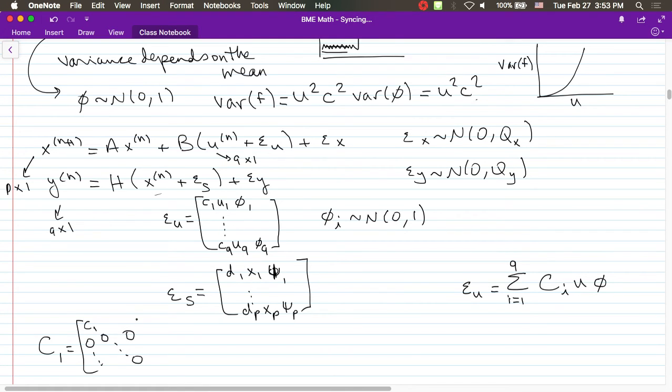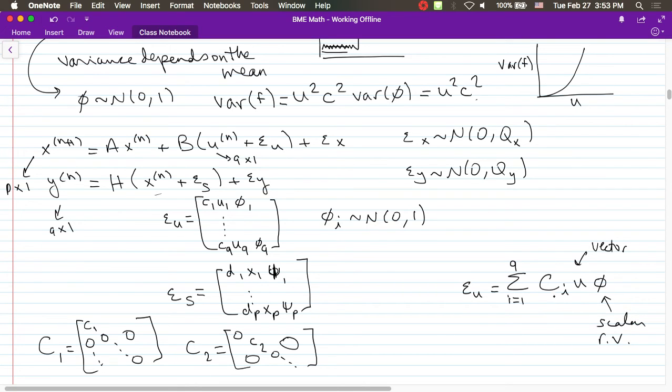So it's going to have only one element in there that's not 0. It's the first element. My C2 is going to be a matrix that's going to look like this, and so forth. So this allows me to write the epsilon u as a sum of a vector u multiplied by a matrix Ci times a scalar phi. So vector, scalar random variable, matrix, like I showed you here.